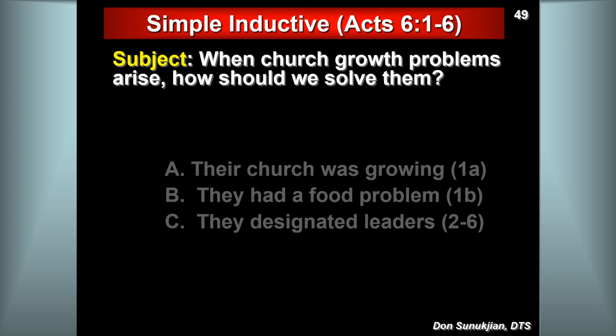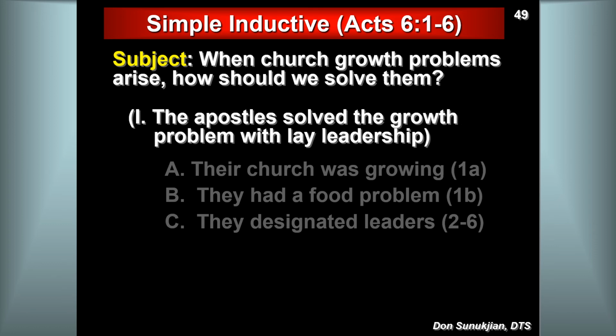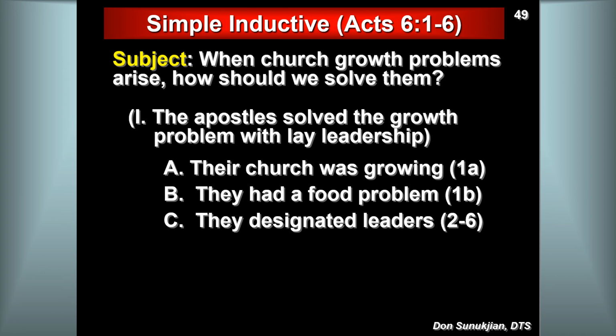Okay. Well, number one, their church was growing. We see that in verse 1. They had a food problem. And then lastly, they designated leaders. I'm always going back to that central question that I'm asking about the biblical text. Now, the apostles solved the growth problem with lay leadership. This is how they solved it, and they solved it in a number of ways. They found 7 men who were full of the Spirit, gifted, quality leaders, and they were tested. Okay? So the church was growing, they had a food problem, and they designated those leaders, respectively, to work within the church crisis.